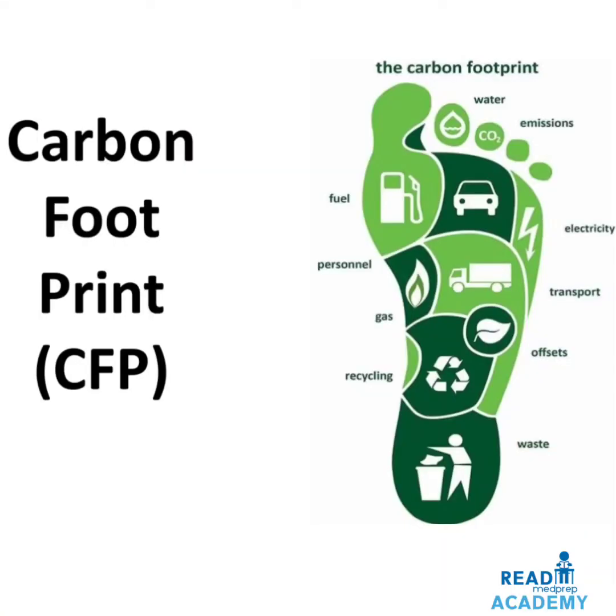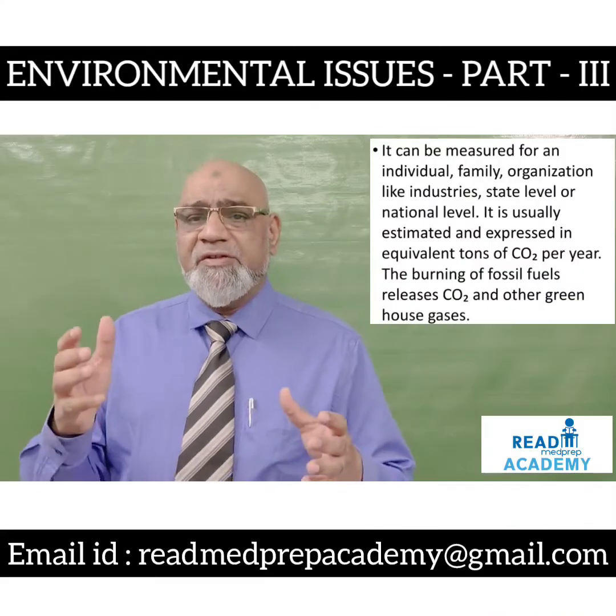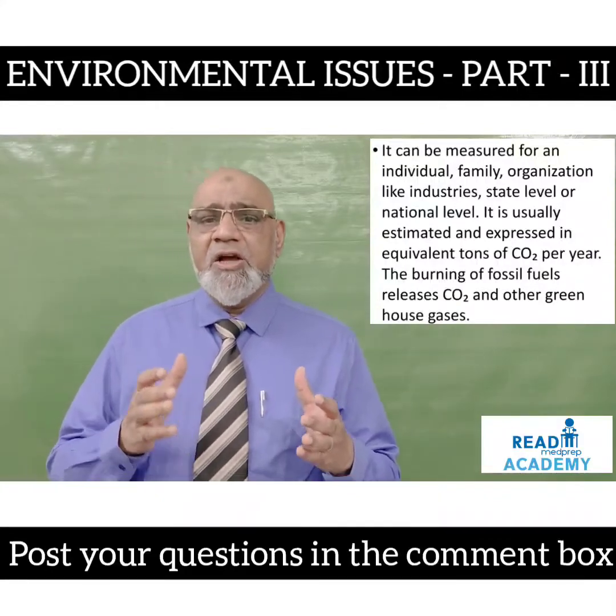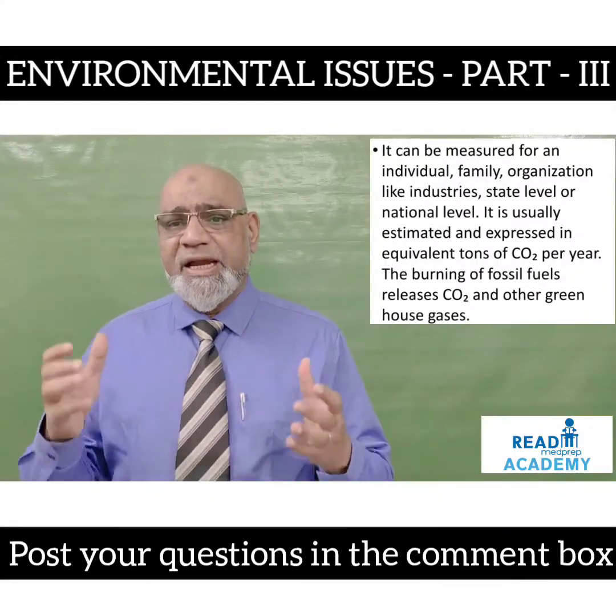Here you can see the carbon footprint, where the great toe region is the fuel. On the right side is the automobile. The second toe is the water. The third, fourth, and fifth toes are the carbon dioxide emissions. On the right side end is the electricity. Below are the personal and transport, gas production, recycling of carbon, offsets of carbon, and waste disposal of carbon. It can be measured for an individual, family, organization like industries, state level, or national level.